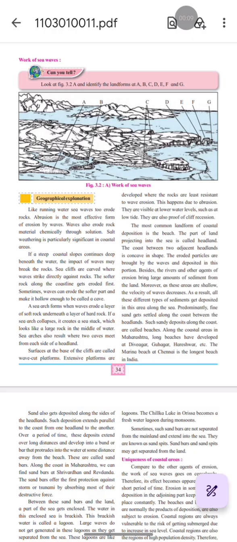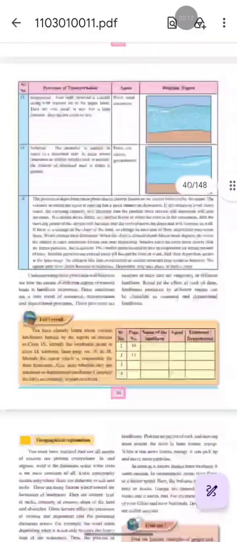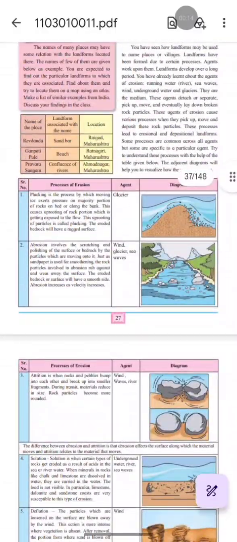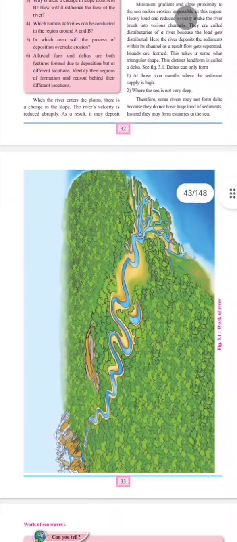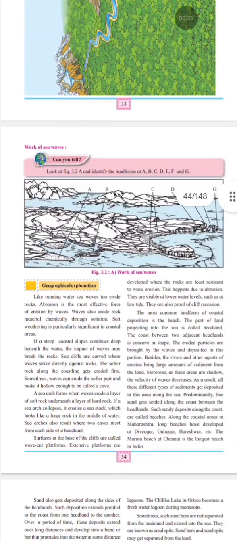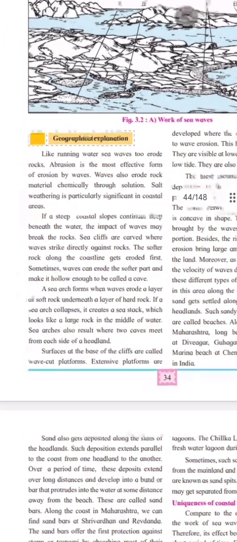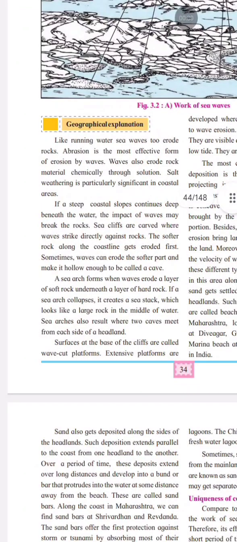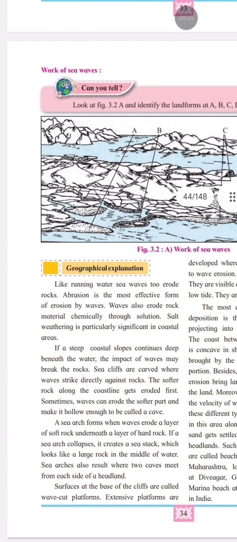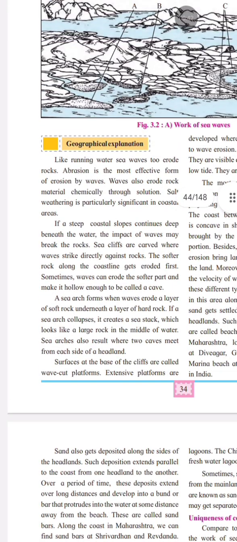So, we have already learned about the process of erosion. Now we will be moving on to the agents of erosion, the second major agent, that is the work of sea waves. Let's continue with the remaining agents. First, we will learn about sea waves. After that, wind, groundwater, and glaciers. As always, we will understand every concept in simple language exactly according to the textbook.